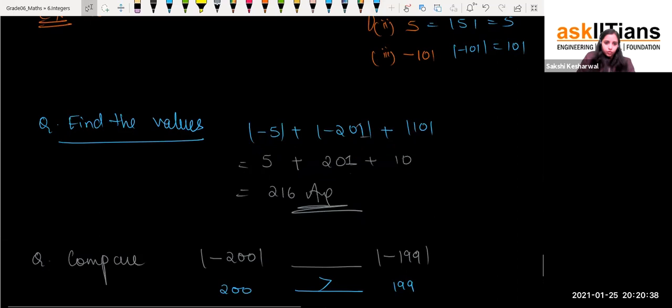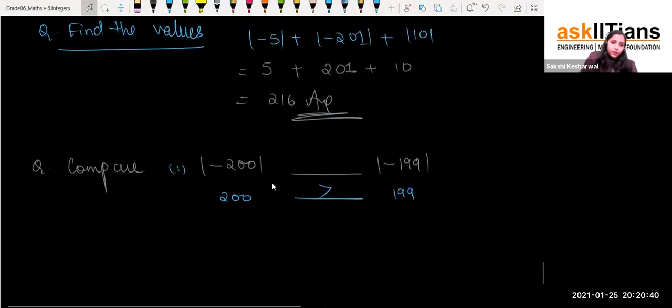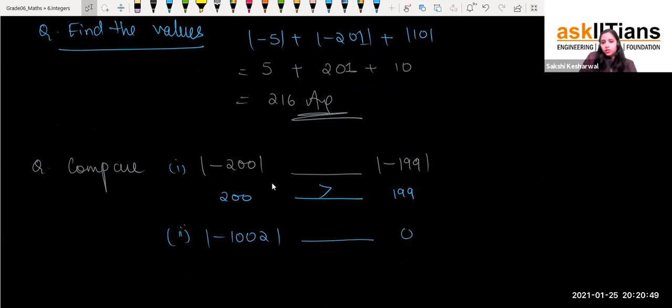Again, I'll give you one more question. This is the first part. If I say second part, compare 1002 and the other number is 0. Which one is greater? I don't write positive like this only, right? So what will be your answer? 100%, this is going to be 1002, and this will be 0. So again, this one is greater.